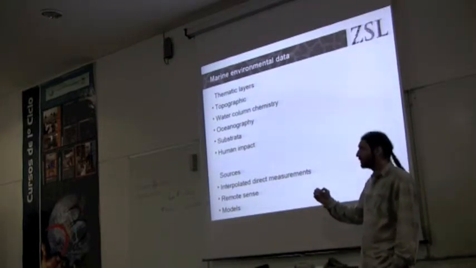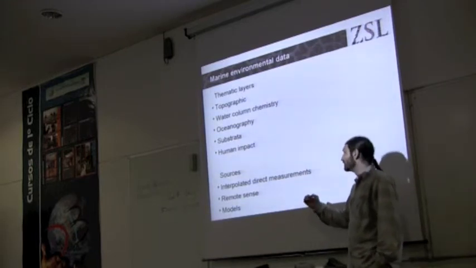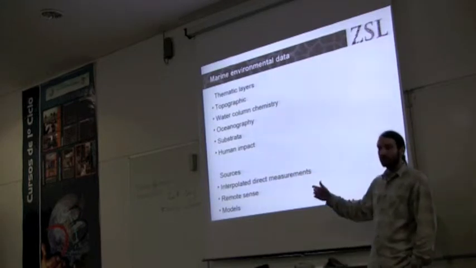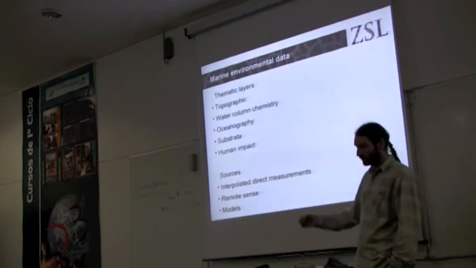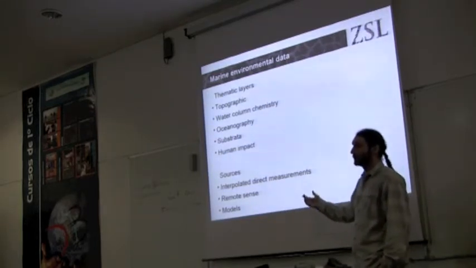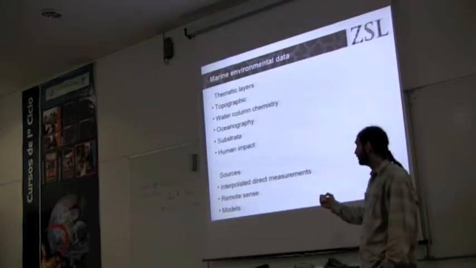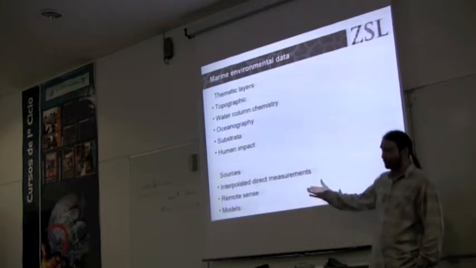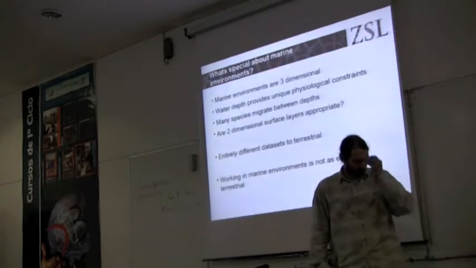And then we also need to think about where that data comes from, how it's derived. So some of this data is interpolated from direct measurements, equivalent to weather stations. We've got buoys and ocean databases that are constantly collecting the temperature of the water. We've got remote sensing data, and we've got modelled data.